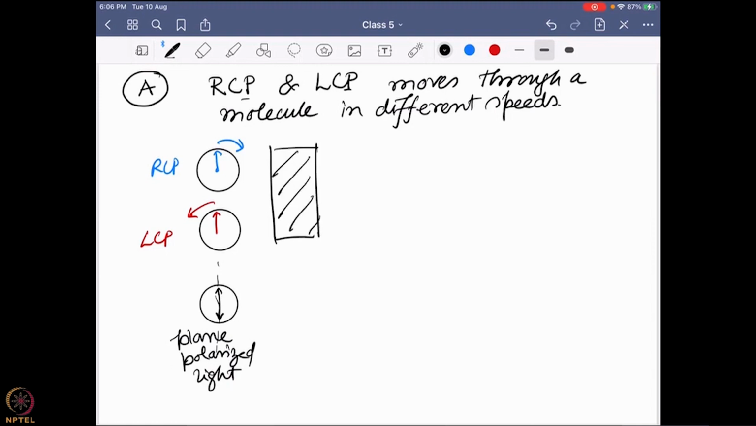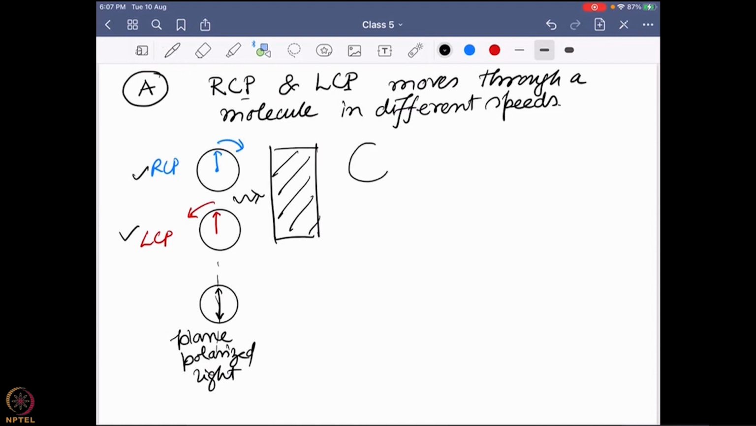Although I'm showing them in different motions, they're actually exactly on top of each other. But I'm showing them in different ways so that you can see it properly. Actually this RCP and LCP are rotating on the same circle, but I'm showing them differently so that we can understand it properly. So now when this light passes through the sample, what I am actually going to say is the following.